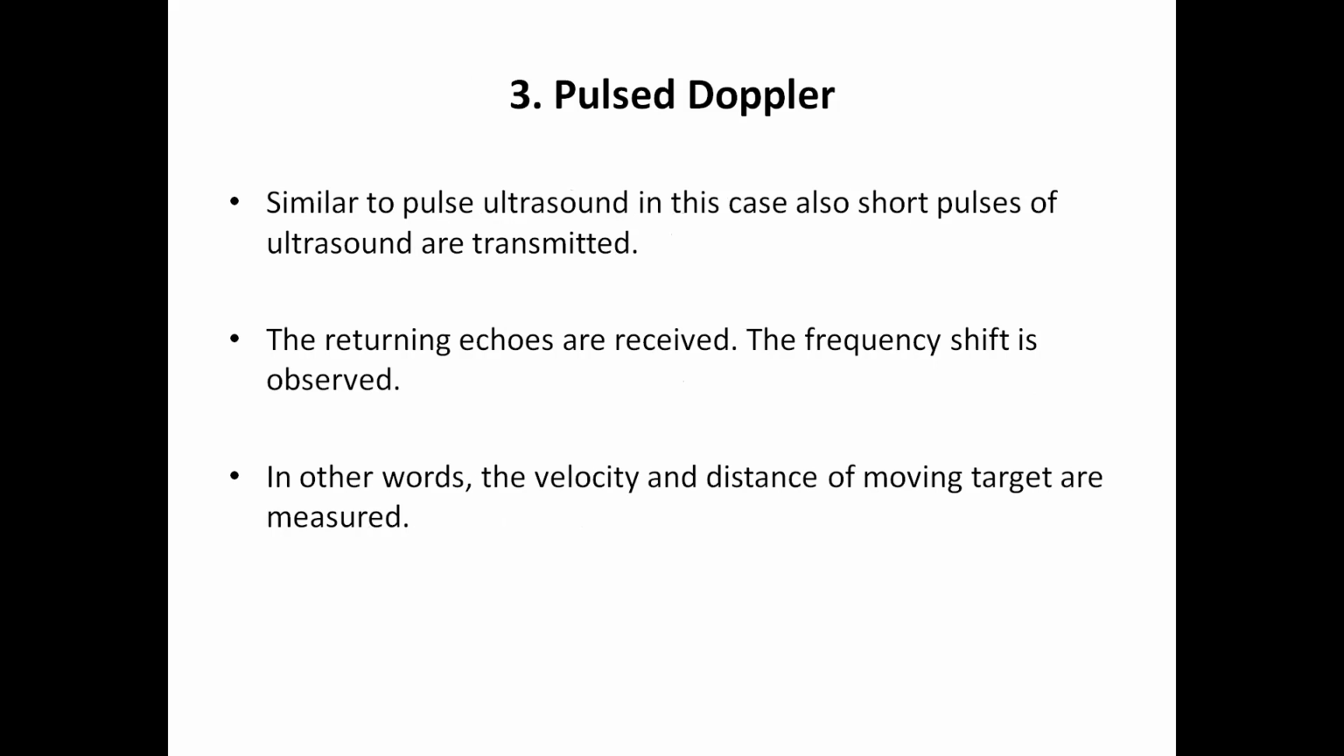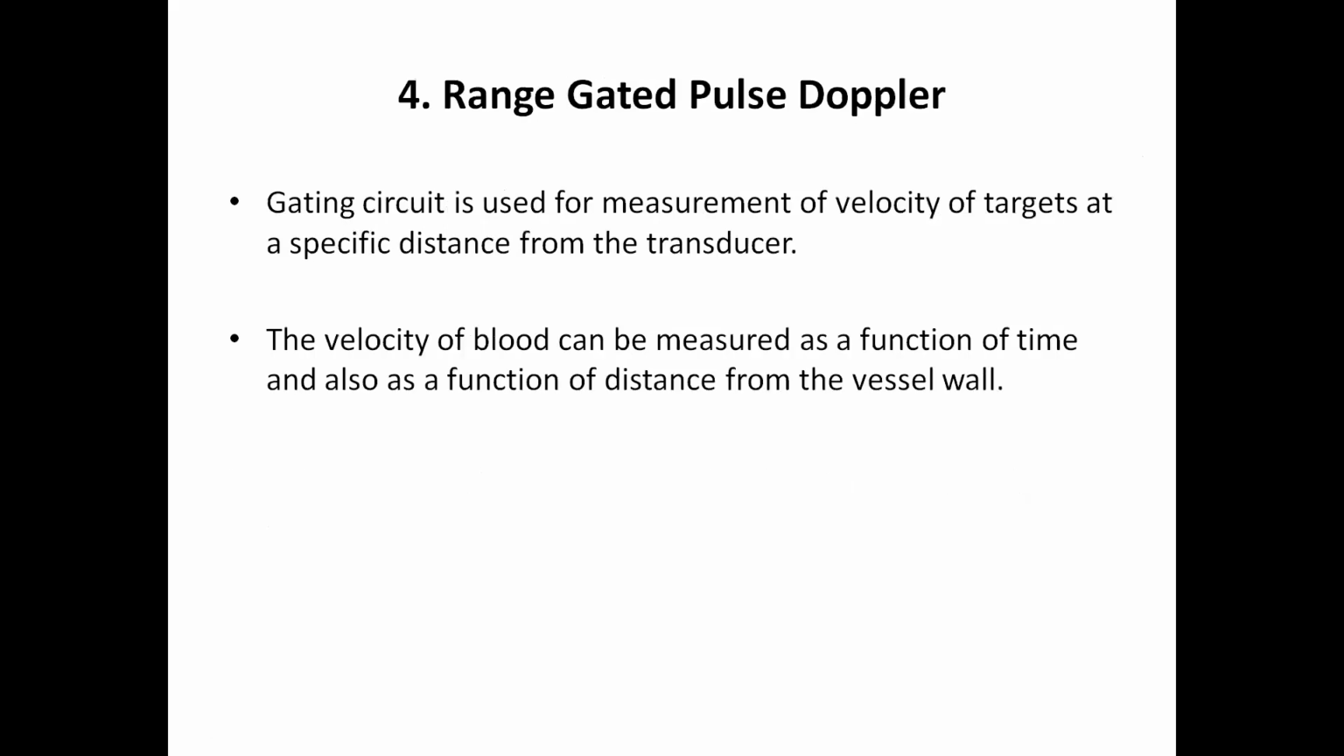This is another model which is similar to pulse ultrasound. In pulsed Doppler, we use short pulses, not like in the pure pulse ultrasound model. In the pulsed Doppler method, we expect returning echoes from the skin membrane. Here also the frequency shift principle is observed. By pulsed Doppler, we get accuracy in measurements, for example, velocity and distance of moving targets. An example is range gated pulse Doppler.